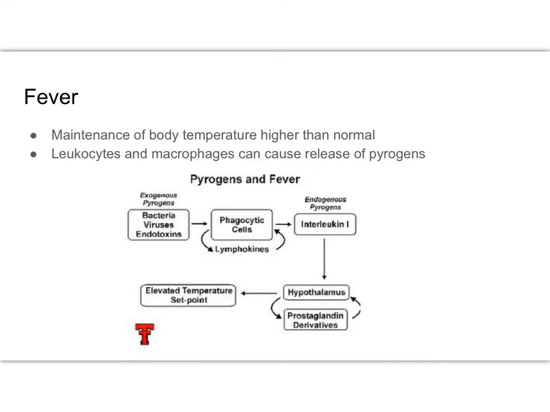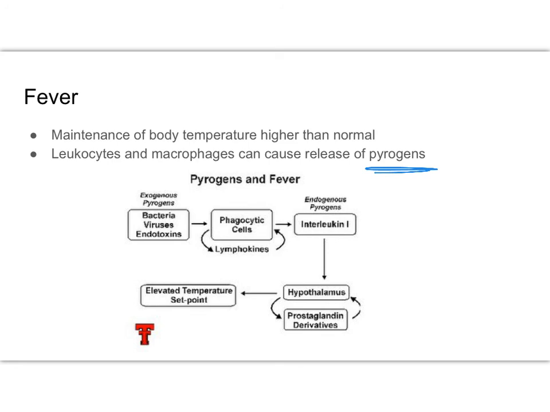And our last non-specific defense here is a fever. So most of us know what a fever is, right? We're maintaining our body temperature at a point that's higher than normal. And our own body will cause this. We activate the leukocytes and the macrophages, and they'll release chemicals called pyrogens. Pyro's fire, right? Those pyrogens are going to impact our set body temperature. They'll actually elevate the set body temperature.